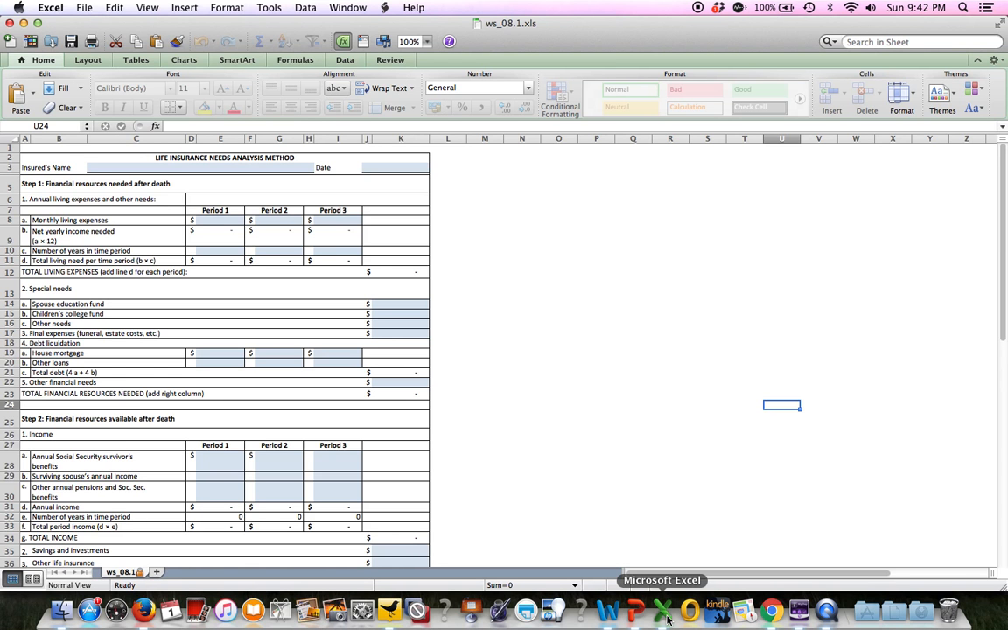That's primarily what the homework for Chapter 8 is about: computing what you need for life insurance, and then some of the pricing also that you would go through and calculate to figure out the cost of insurance. But that's for Chapter 8. You'll be using this worksheet to figure that out.